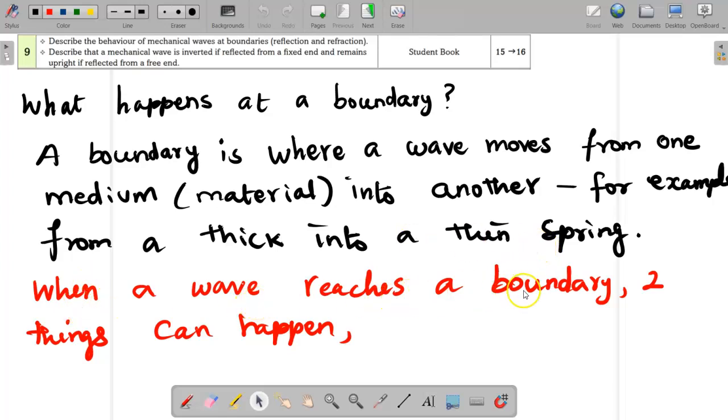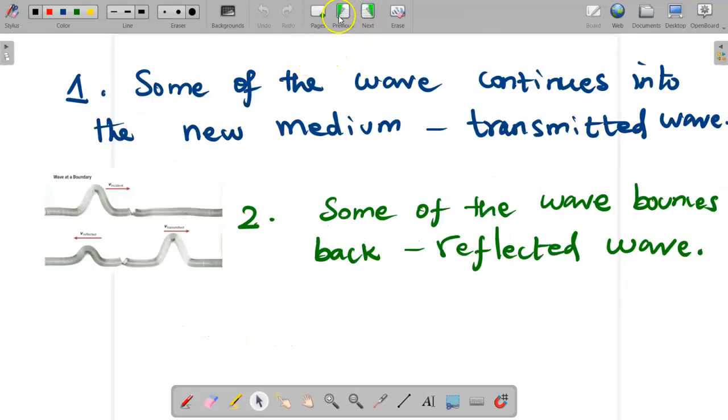When a wave reaches a boundary, two things can happen. You can pause and copy this. The first one: some of the wave continues into the new medium, and that is called the transmitted wave. Here is one spring, here is another spring, two different springs connected here. At this point we call it a boundary. Now here we create a pulse. It is an incident wave, and this incident wave is moving to the other spring. It is a transmitted wave.